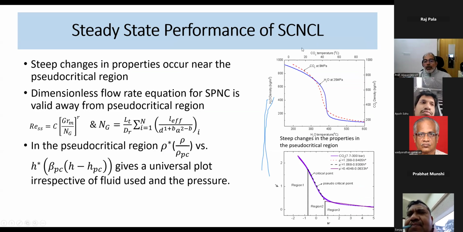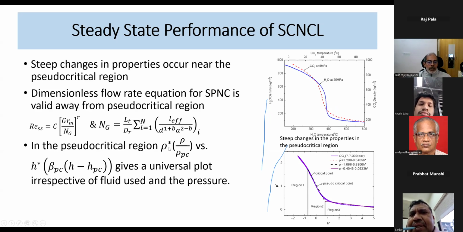So when the single phase system goes through this pseudocritical region, then you encounter instability. And of course, there is a dimensionless correlation. See, when you have this kind of variation, it is very difficult to use that Boussinesq approximation which people use for natural circulation. So you have to use something else.